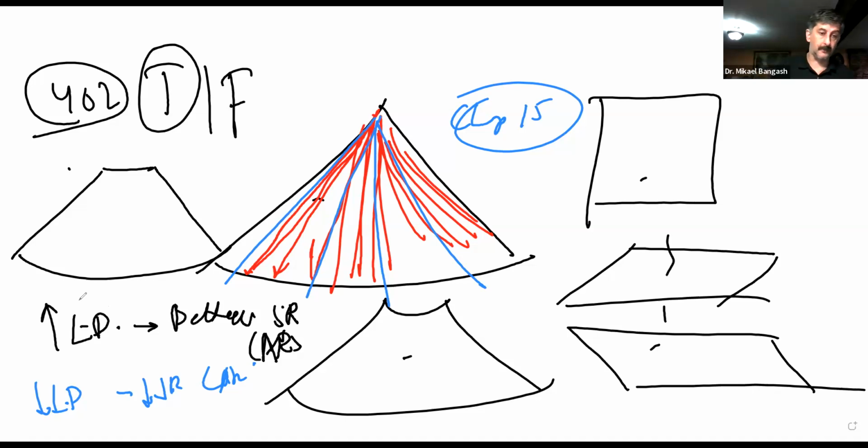So for now, just remember, a greater number of pulses per degree angle will increase your line density. So higher line density will give you a better spatial resolution, and vice versa.